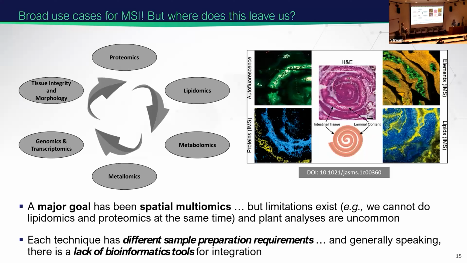So a major goal has been the spatial multiomics, but the limitations exist because we can't necessarily do lipidomics and proteomics at the same time. And there are different sample preparation requirements for each of these as well. So doing a lot of these is uncommon, and there are a lot of other issues that we can talk about with actual plant research.